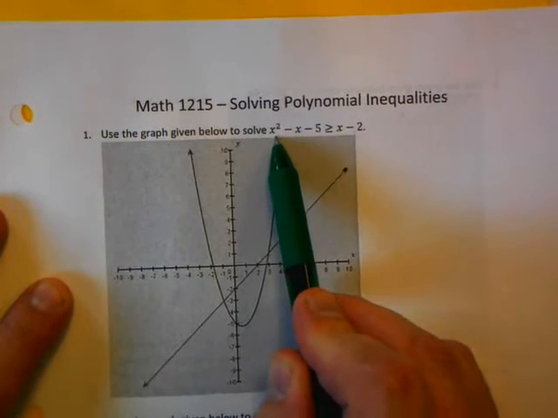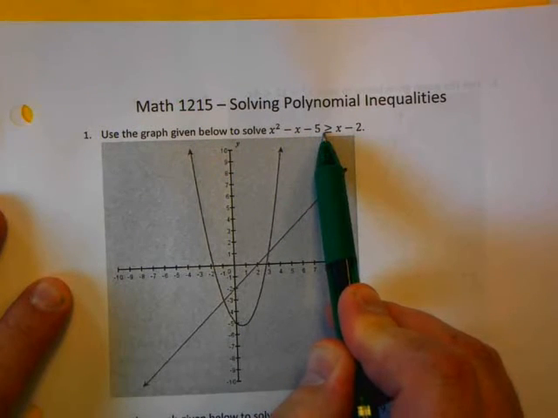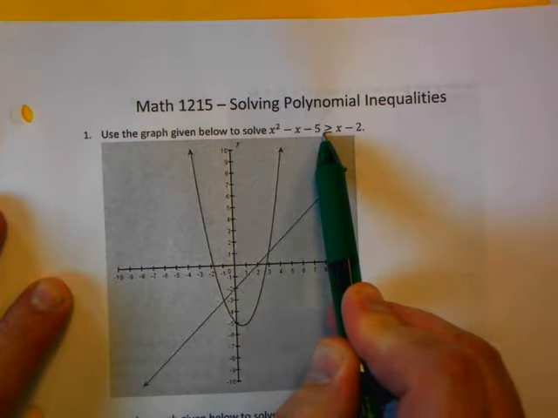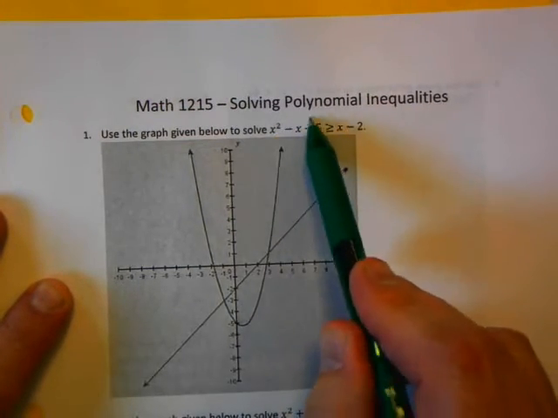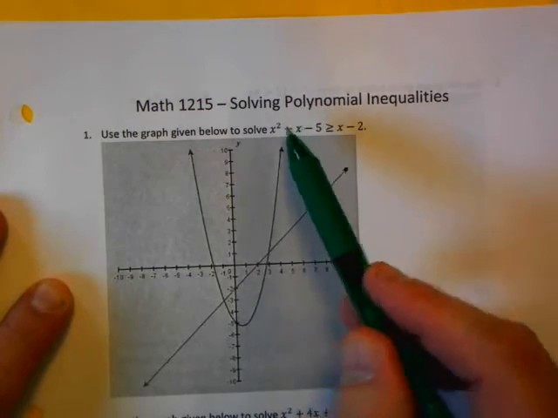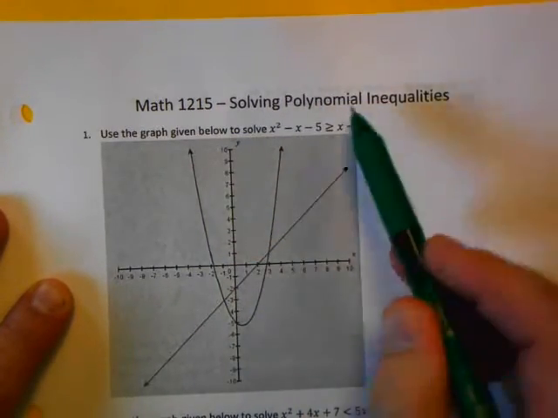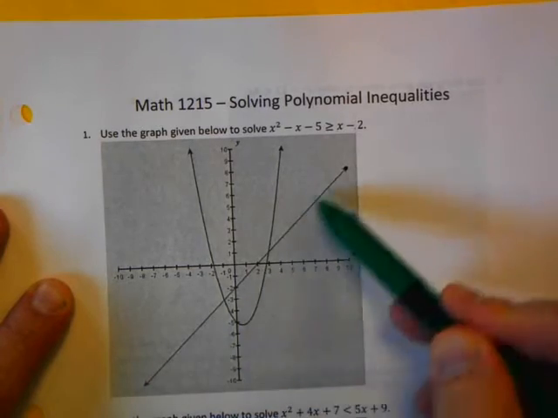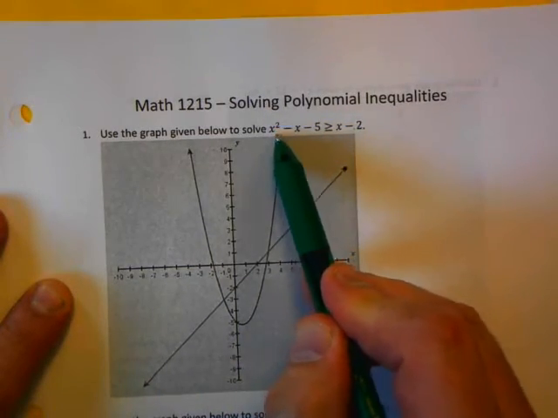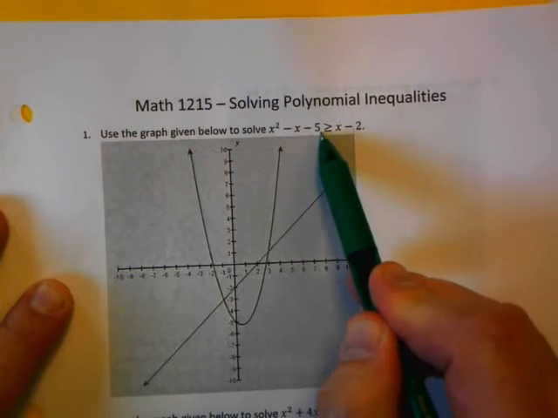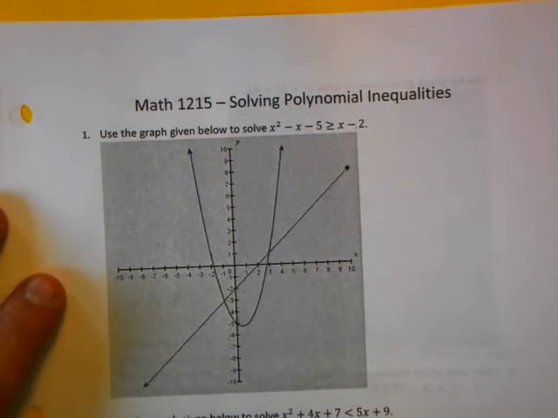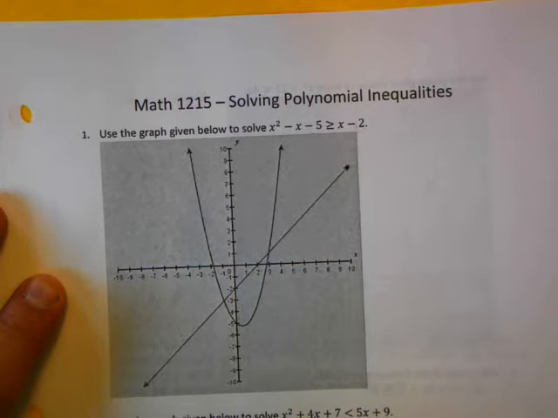Which graph is the x squared minus x minus 5? That's the parabola. Okay, we haven't talked much about graphing parabolas yet in this class. We will very soon. This is the parabola. And the x minus 2 is the line. What I want to know is when is the parabola bigger than the line? What do we mean by a parabola being bigger than a line? Well, in the graph, what I mean is, when is the parabola higher?